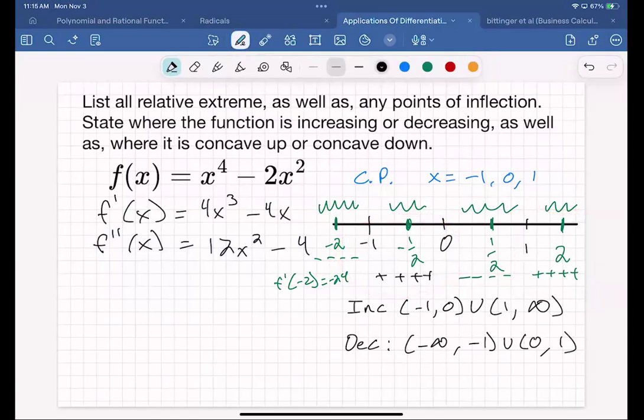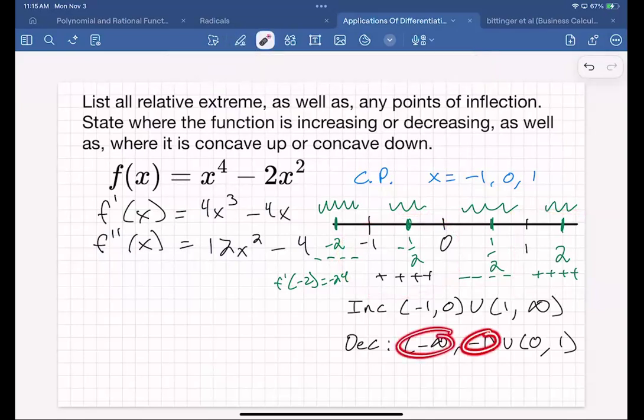The one thing I will point out here is make sure you cover your entire domain. So this is negative infinity to negative 1, negative 1 to 0, 0 to 1, 1 to infinity. So we've covered that domain. Everyone comfortable with that? Any questions or concerns?